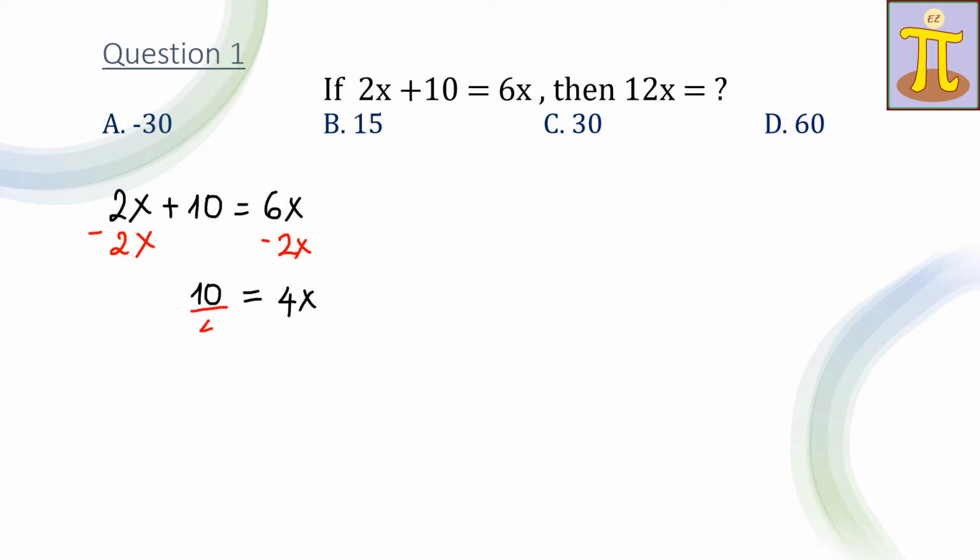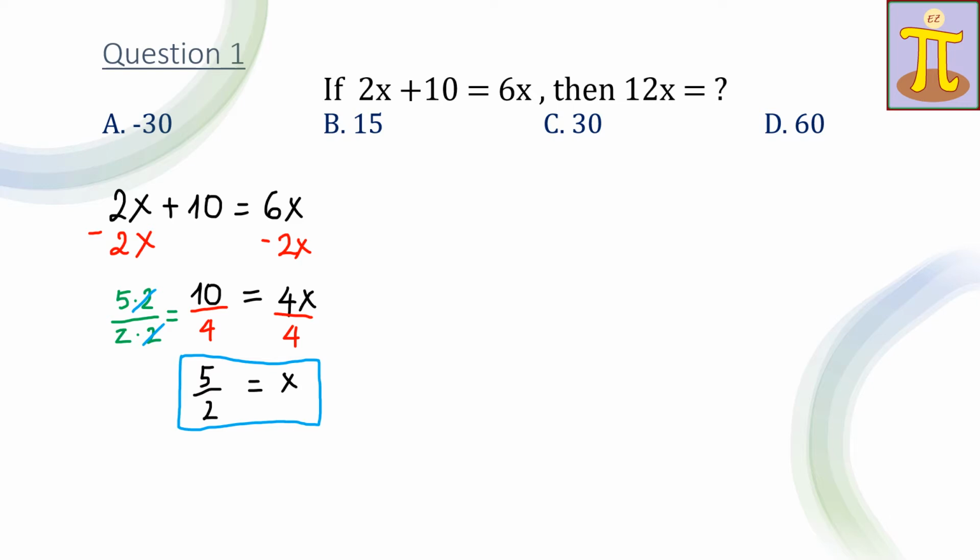Then we divide both sides by 4, so we can isolate x on the right side, and we simplify the 10 over 4 equals 5 over 2, because 10 is equal to 5 times 2, and 4 equals 2 times 2. And x equals 5 over 2.